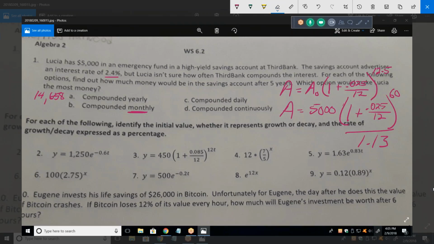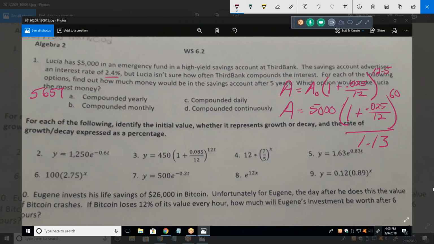Wait, what was it? I got 5,657. Now, that might not sound like much for 5 years, but remember, it's only 2.4%. They're finally giving us real interest rates to work with, whereas most of the problems involve interest rates from 20 years ago, which were around 8 or 10%. So that's the correct answer for compounded yearly.